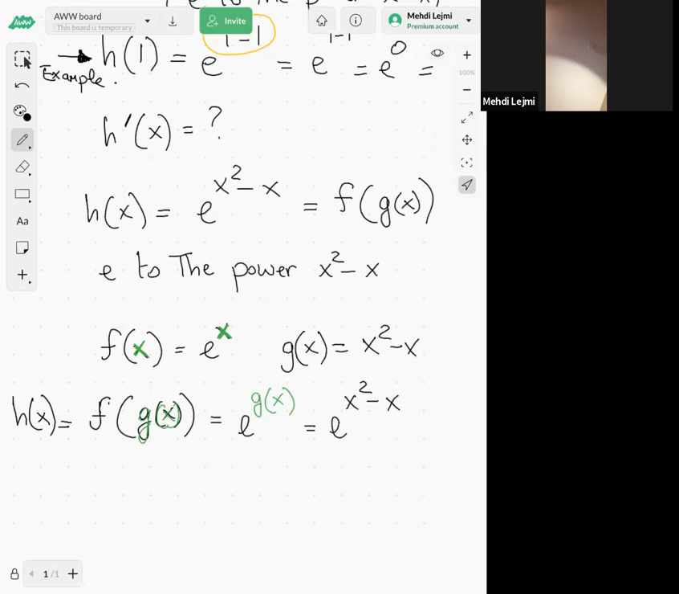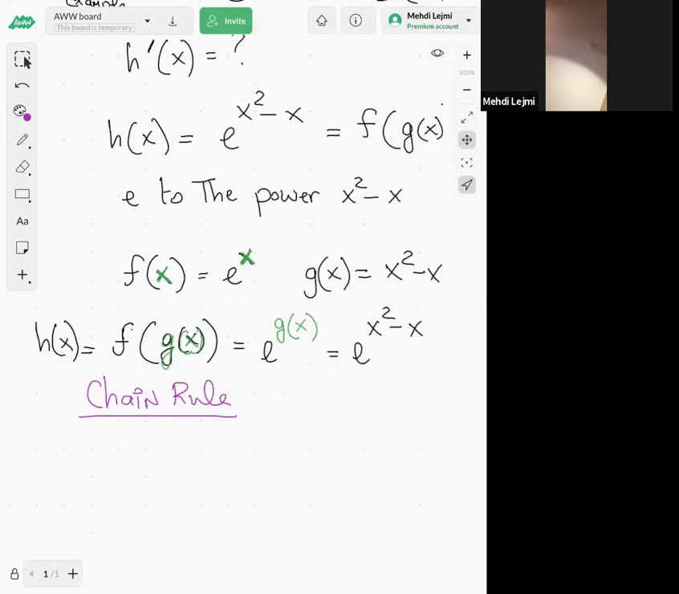So then we have to apply the chain rule. What will be the chain rule? So h prime, the derivative, that will be, so then h prime of x, that will be g prime of x times f prime of g of x.